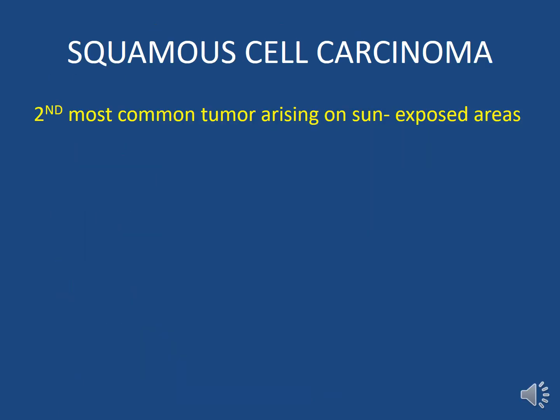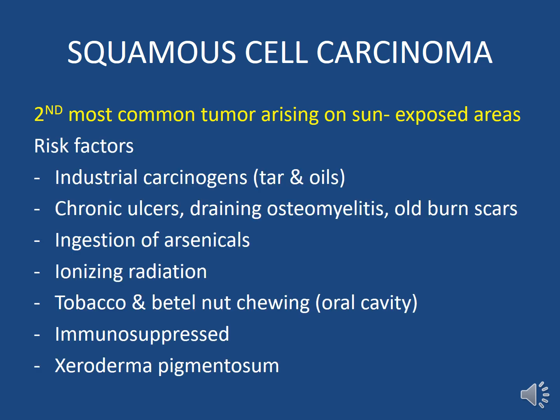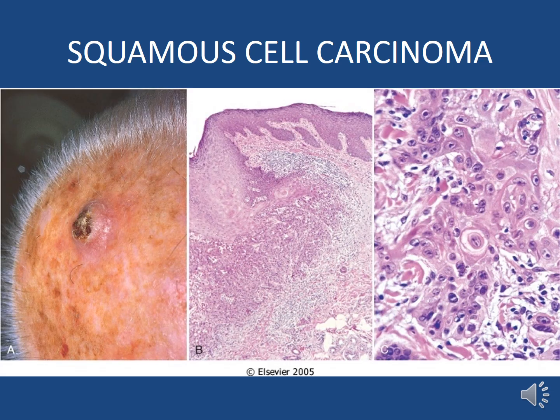Our next neoplasm is squamous cell carcinoma. It is the second most common tumor arising on sun-exposed areas, second to basal cell carcinoma. These are the risk factors. Again, one of the common risk factors is chronic exposure to sunlight. Squamous cell carcinoma usually presents with ulcerated nodular masses in the skin.